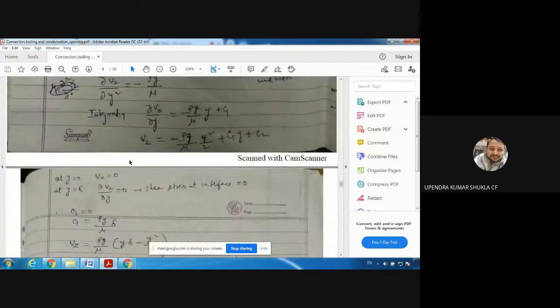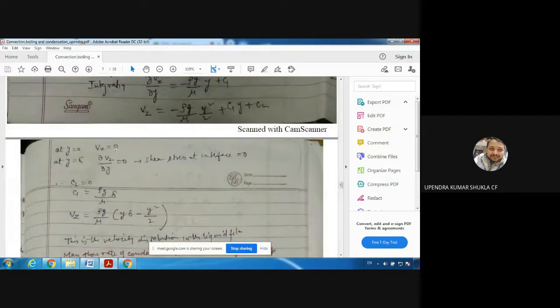So at y is equal to 0, vz is equal to 0 due to the no-slip boundary condition, and at y is equal to delta, del vz over del y is equal to 0, because the shear stress at the vapor-liquid interface, in the assumptions we have taken, is 0, because of the same velocity at the interface. So del vz over del y is equal to 0.